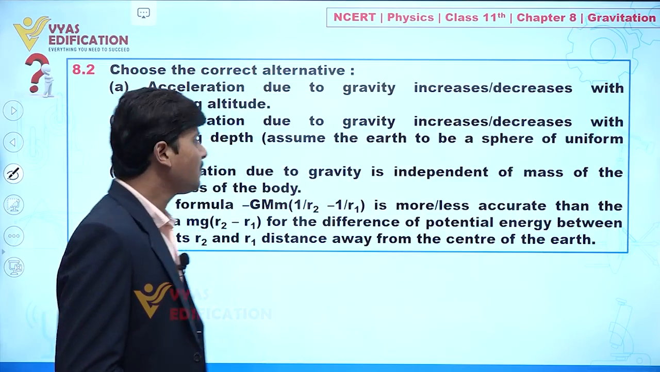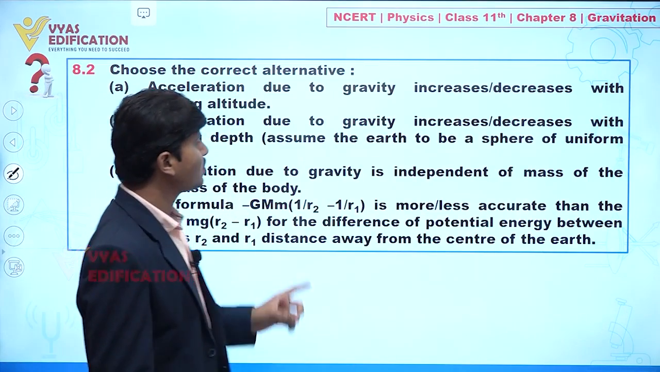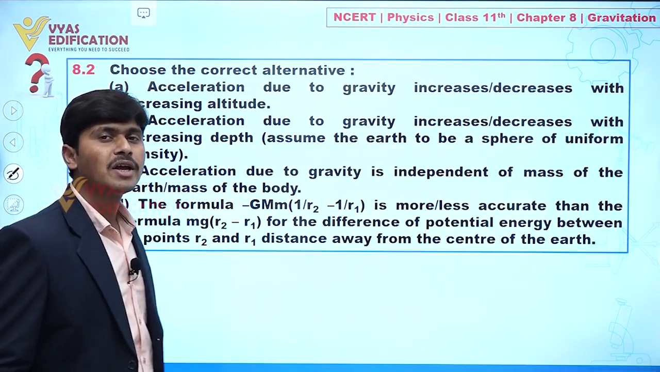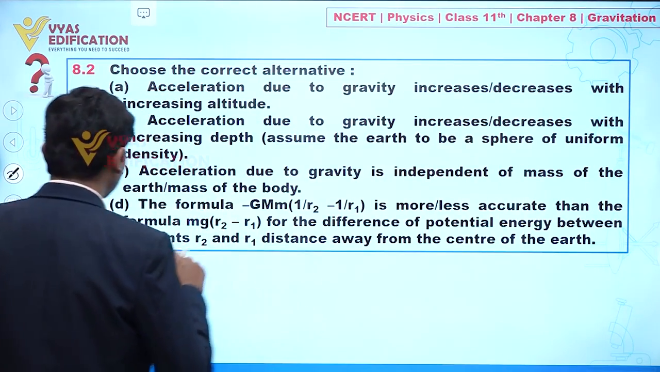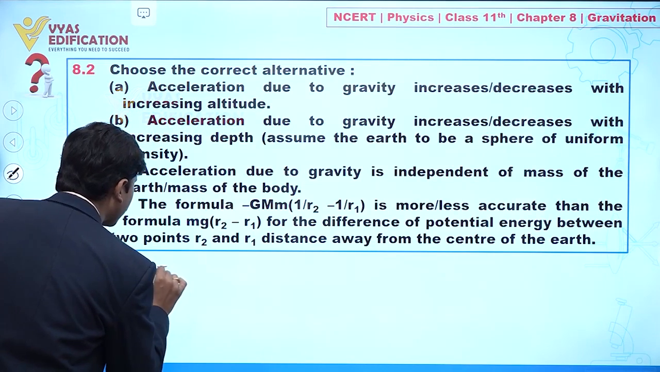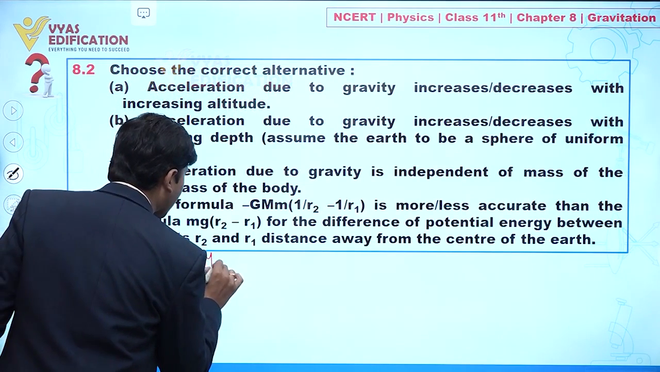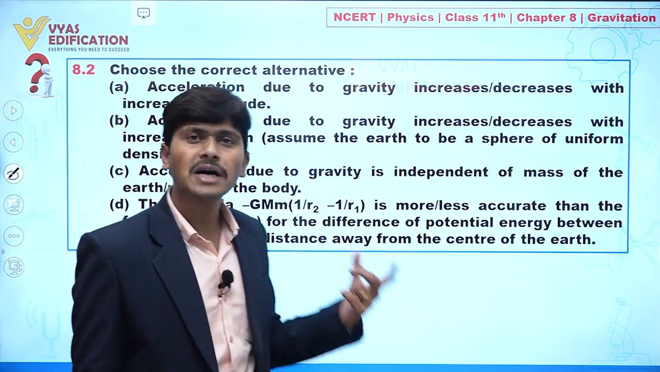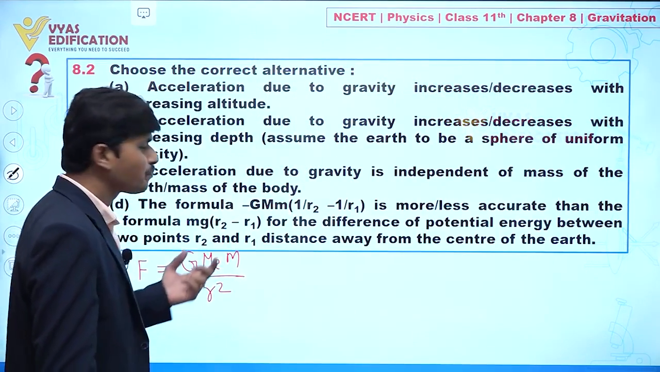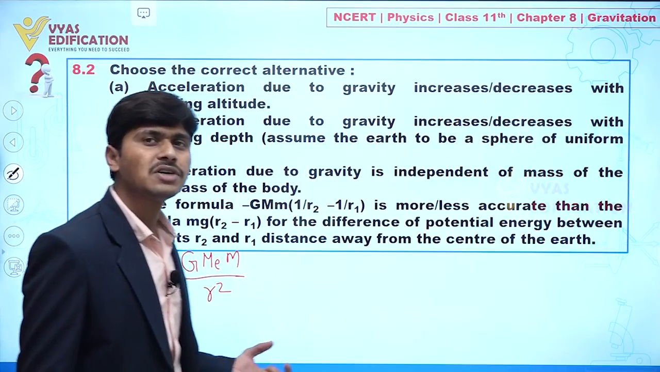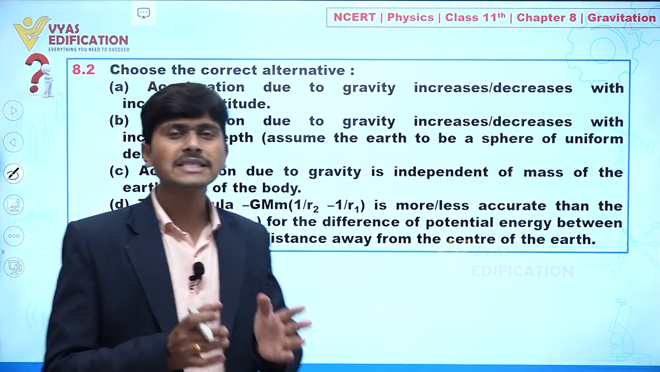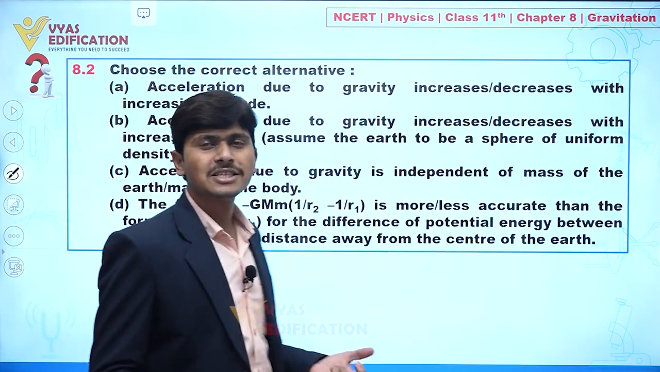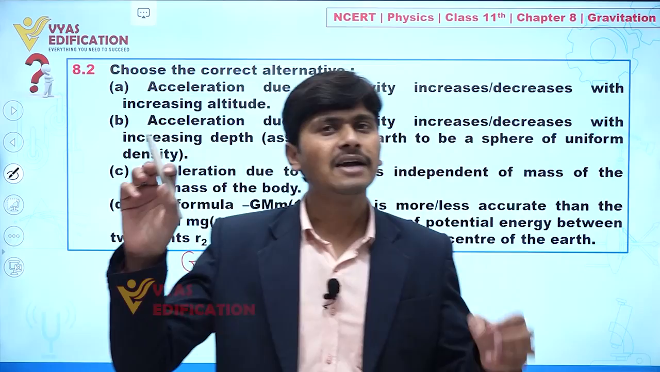Now part number C: acceleration due to gravity is independent of the mass of the earth or the mass of a body. Now listen carefully. We know the force of gravitation is given by G Me m upon r square, where Me is the mass of the earth, small m is the mass of a body, and r is the distance between the small mass m and the earth.